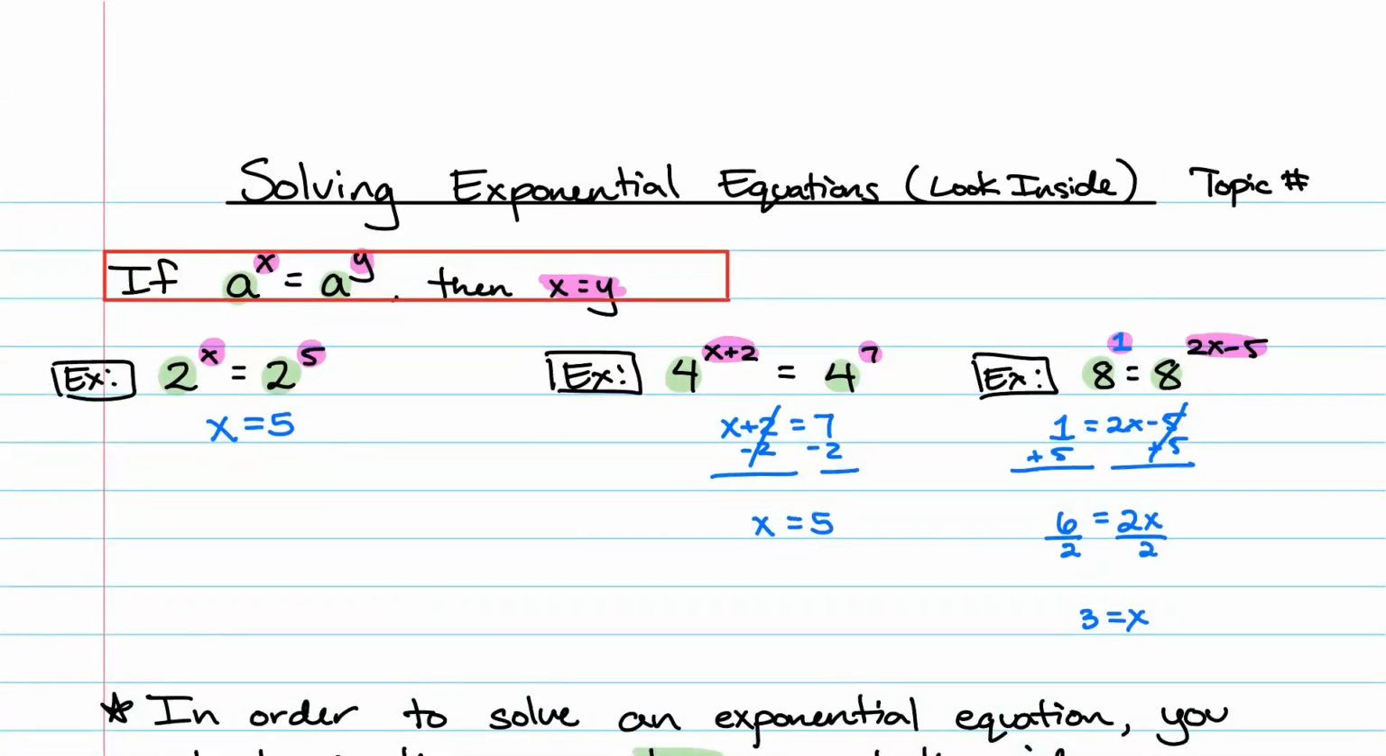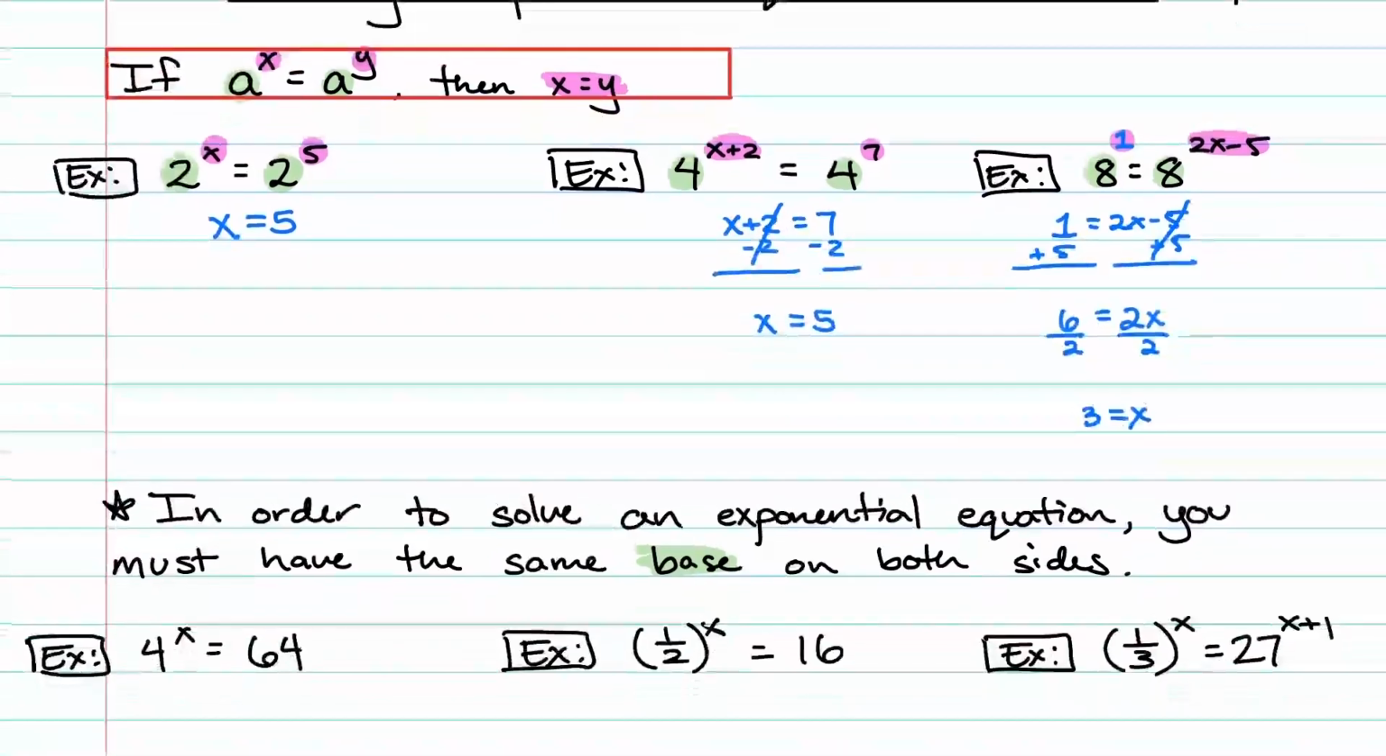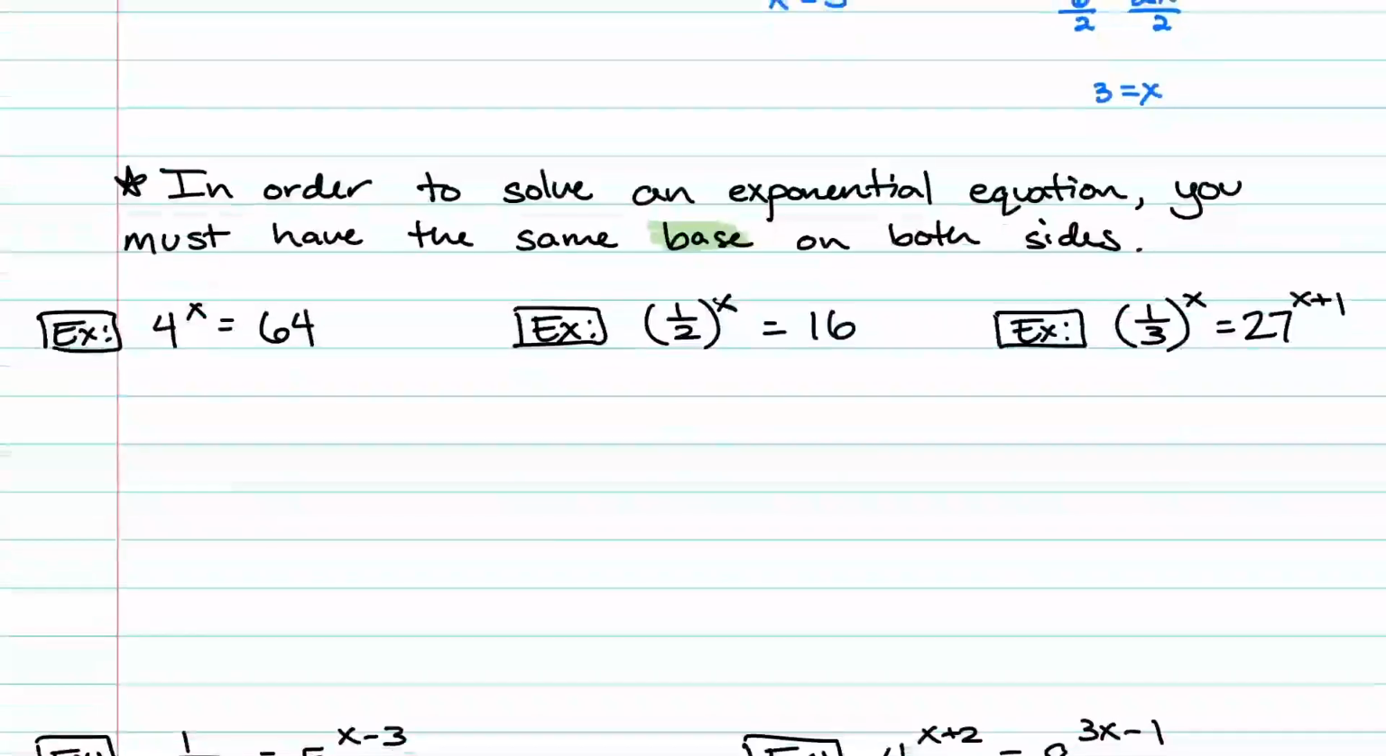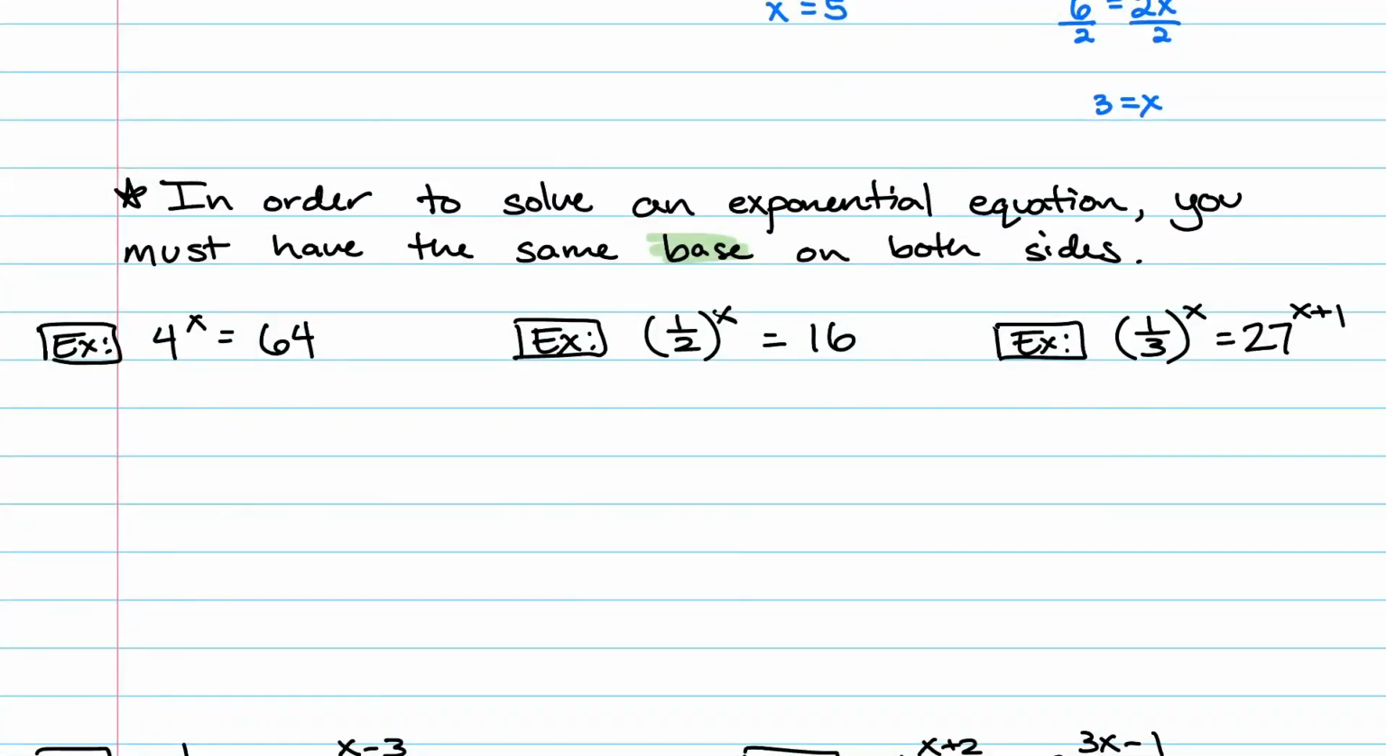So 3 quick problems. These are really, really easy when the bases are the same. The problem is going to occur when the bases are not the same. So let me go ahead and write a little asterisk over here. And it says, in order to solve an exponential equation, you must have the same base on both sides. And for these problems, we do not.